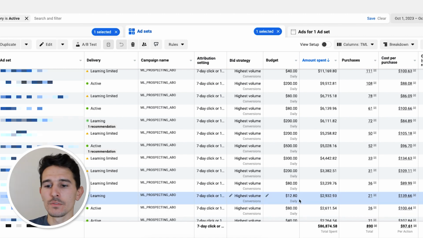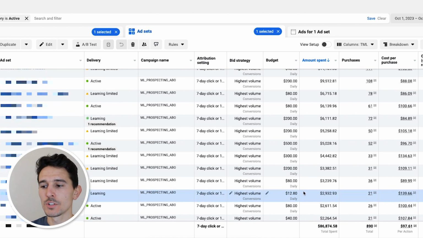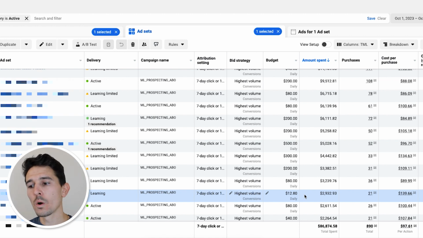However, towards the end of the month, we noticed that this specific ad set started to underperform. Instead of just letting Facebook figure out that it was underperforming, which is a normal CBO setup, what we did instead was we lowered the budget of this specific ad set. So we were very nimble. We got ahead of it.